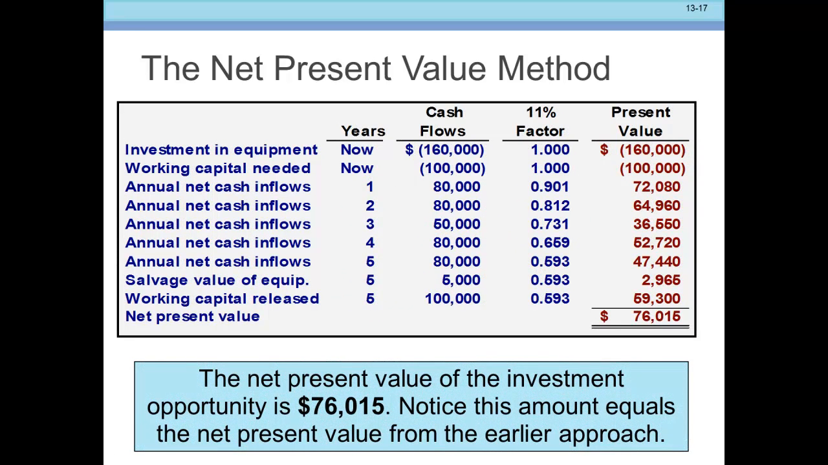As you might have guessed, this gives us the same answer as before. So you can use the annuity factor for even amounts received over several periods, or you can use the present value of a single amount for each year. Both give you the same answer.